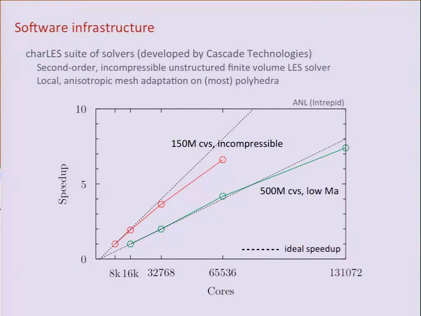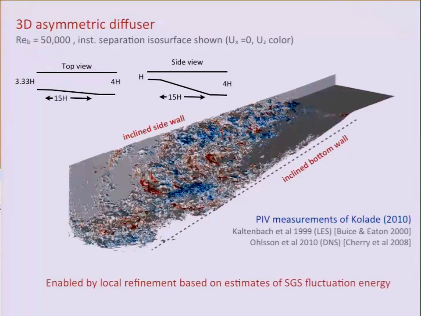I'm showing just some strong scalability for some of the low-speed calculations that we've done. For some of the cases that I'll show, these are truly incompressible calculations, so we have reasonable strong scaling efficiencies here of about 80% or so. And recently we're exploring a formally low Mach formulation so that we can avoid solving a Poisson equation to get a little bit better scalability.